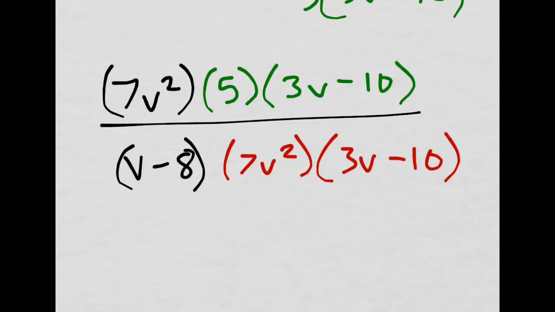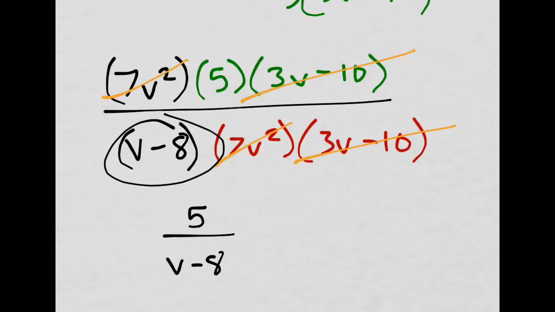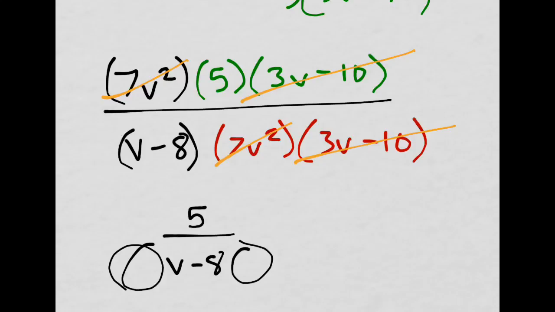I have multiple things that cancel out. Here, the 7v squared cancels out with the 7v squared. They're exactly the same. Perfect. And then also 3v minus 10, 3v minus 10 cancels out. So what am I left with? Looks like 5 over v minus 8. I don't need the parentheses anymore because there's nothing being multiplied here or here. There we go. That's it.